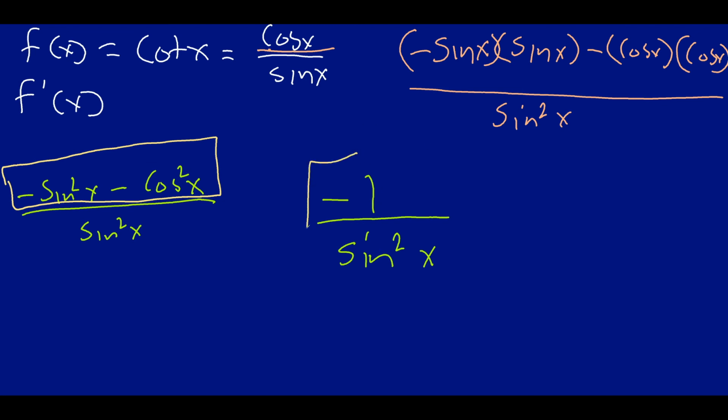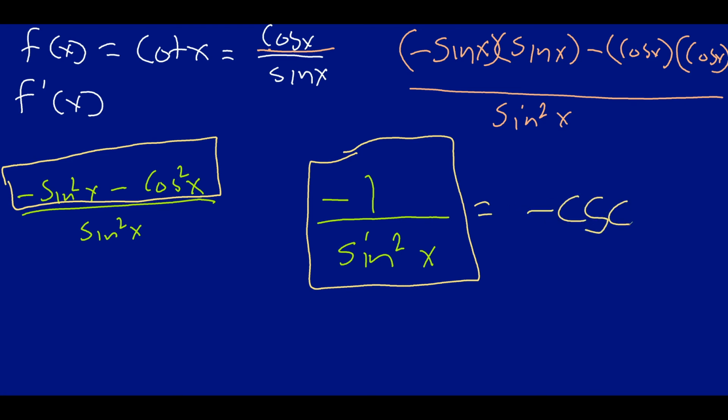But this guy right here is also a trig identity. If you can see here, this is for cosecant. So when you have 1 over sine x, that's going to be cosecant. So when you have negative 1 over sine squared x, that is going to be negative cosecant squared. So in other words, this is going to be equal to negative CSC squared, and then we're going to have our guy in x here. So this is our final answer right here, if you want to simplify.